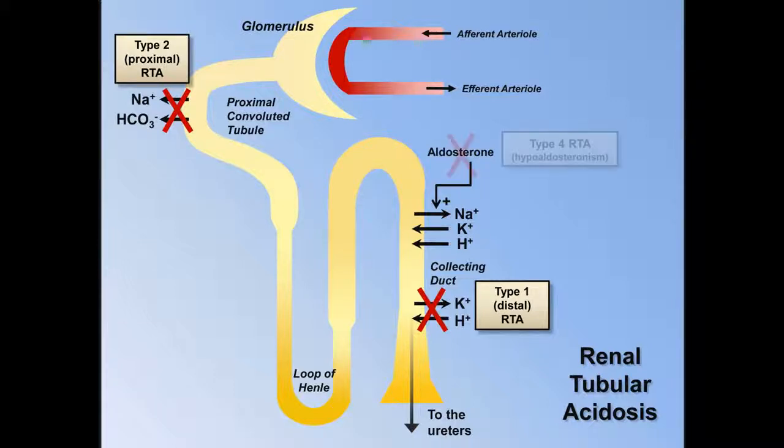Finally, there is type 4 RTA, which is not a kidney problem per se, but rather a deficiency of the hormone aldosterone.